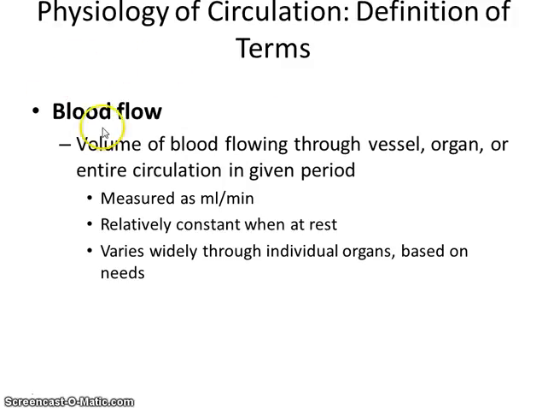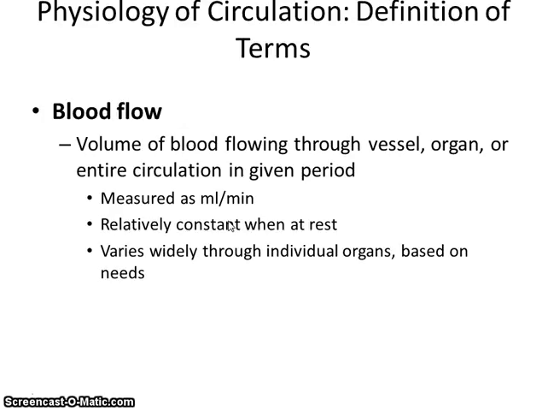So the first term we'll need to know is blood flow. Blood flow is the amount of blood flowing through a vessel, an organ, or your whole entire body at one time, within a given period. We generally measure it as milliliters per minute, and it's relatively constant when you're not moving. It does, however, widely vary through individual organs.